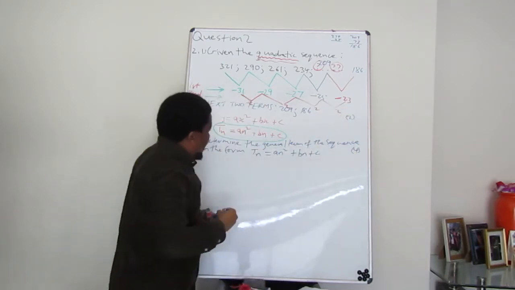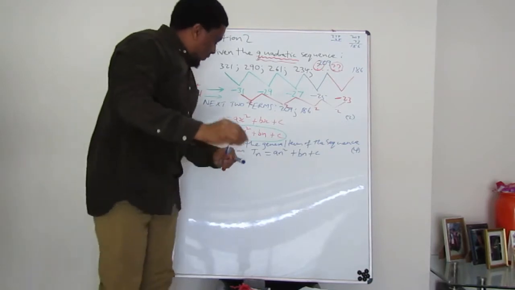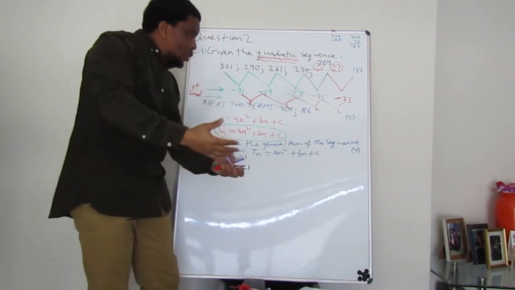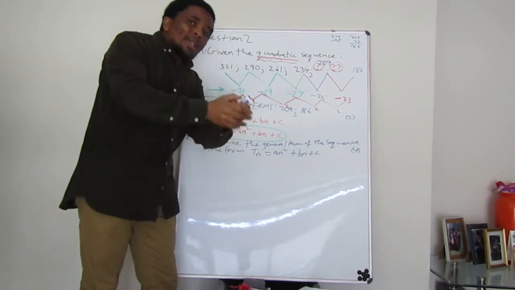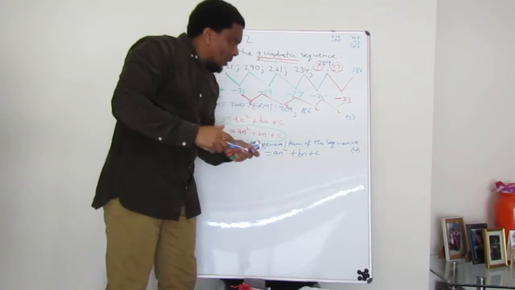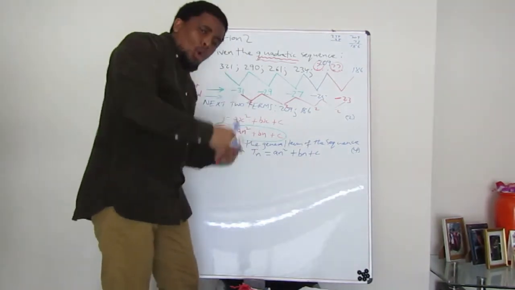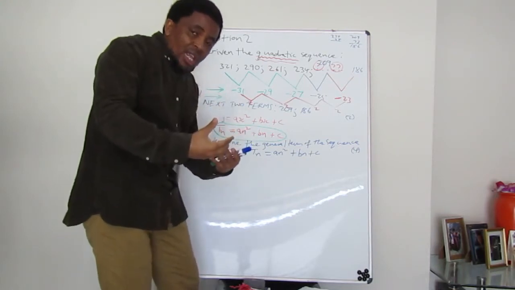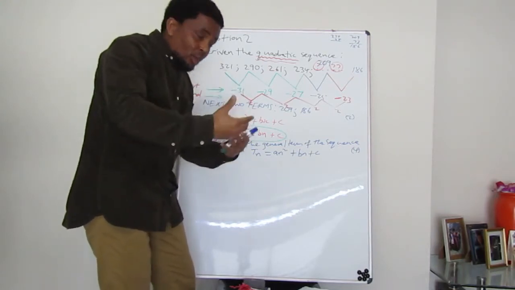Now, determine the general term of the sequence in the form of Tn is equal to an squared plus bn plus c. Now, how do I go about that? That's very important. Then, do not fear.